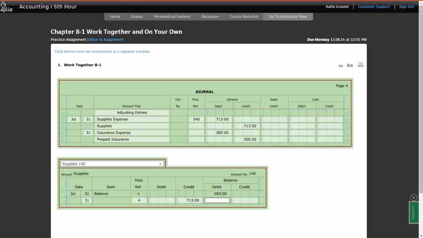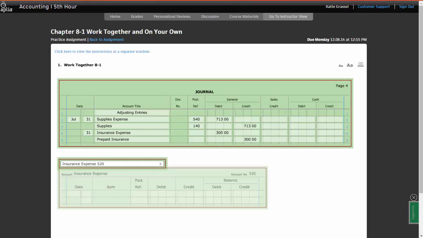Supplies already has a debit balance. It has a debit balance of 963, and I just credited it 713. Do not take 713 and put it here as a credit. That is not correct. I have a debit balance of 963, and I'm crediting it 713. So what is my balance? 250 as a debit. My last step is to put account number 140 back up top.